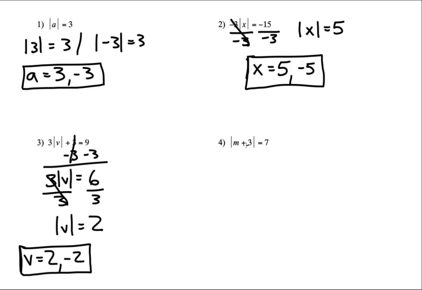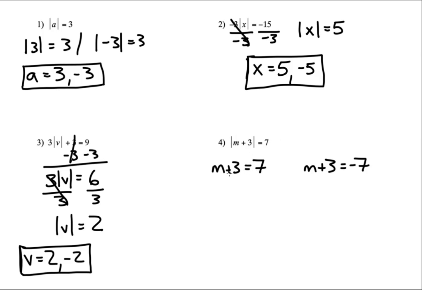All right, so for this one, we have |m + 3| equals 7. So what that means is the part that's in the absolute value, this m plus 3, if this were equal to 7, then this would work. But also, if the part in here were equal to -7, then this whole thing would be equal to -7. When it's the absolute value, it would be equal to 7. So that would work as well.